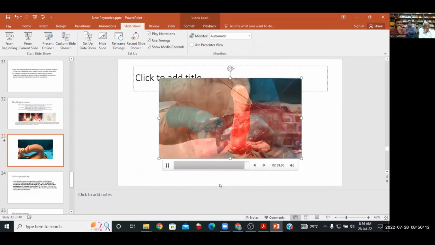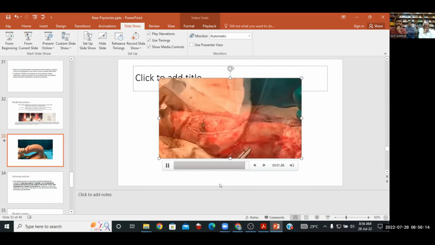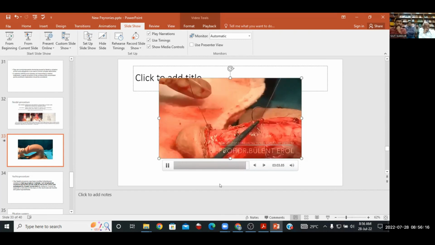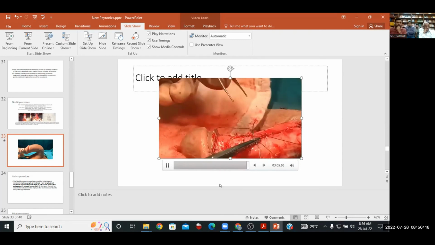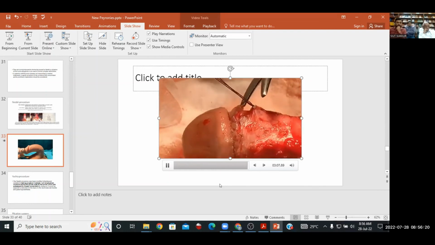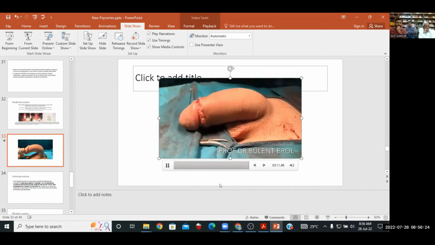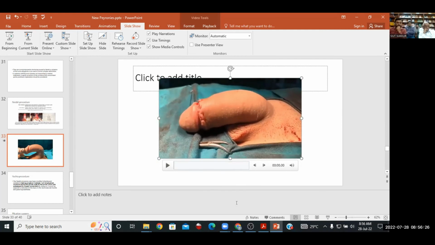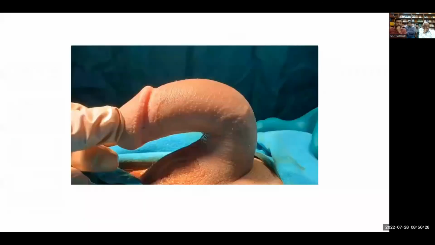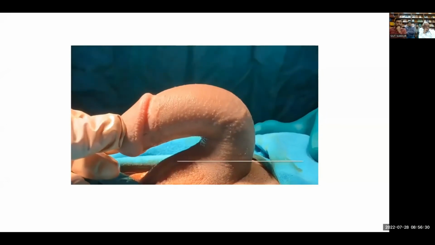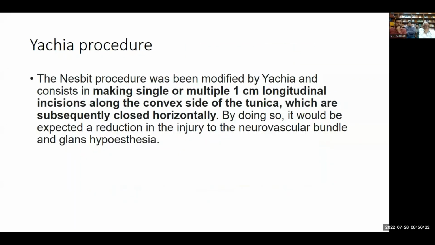Now artificial erection was done, and they are closing the Buck's fascia, and the penis is straight. So this is the Nesbitt procedure. Now what we are doing at SIUT, we are doing Yachia's procedure. And next, the Yachia procedure.